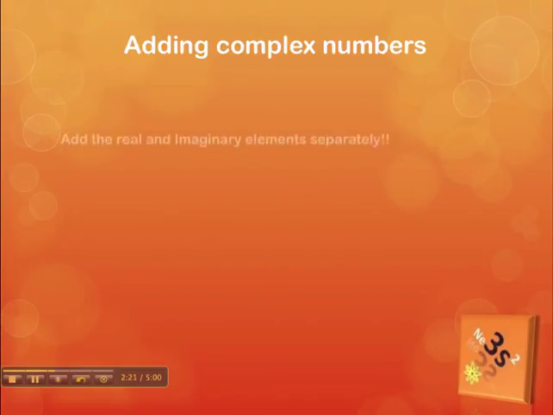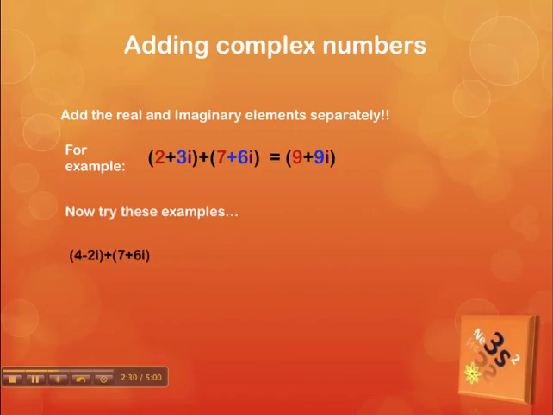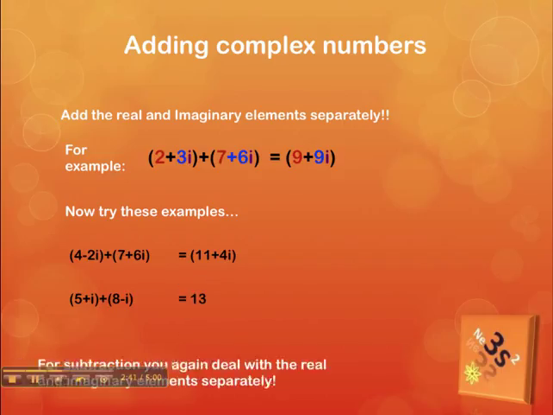In order to add complex numbers, you simply just add up the real and the imaginary parts separately. Now try these two examples. Pause the video and have a go by yourself. Hopefully you got these answers that are being shown below.